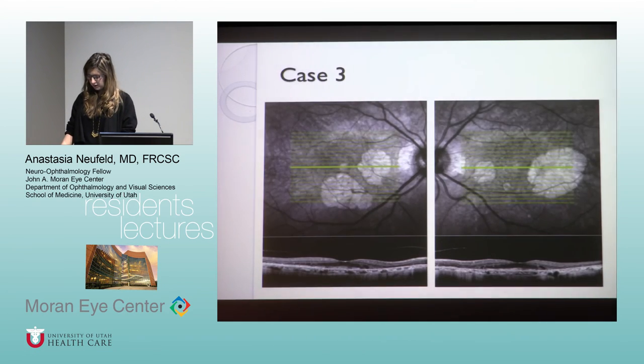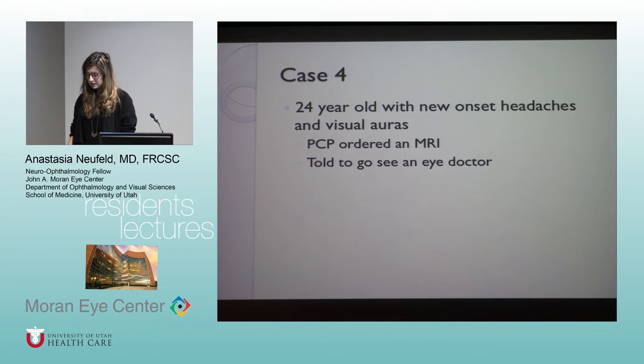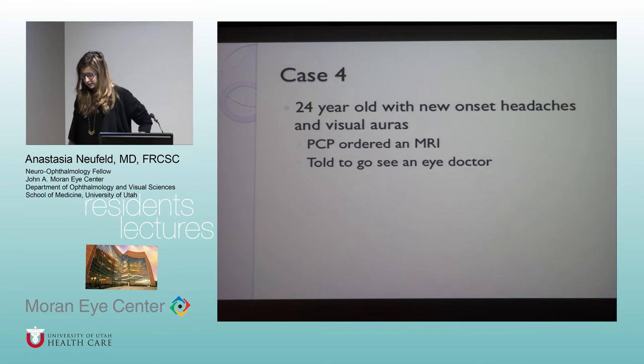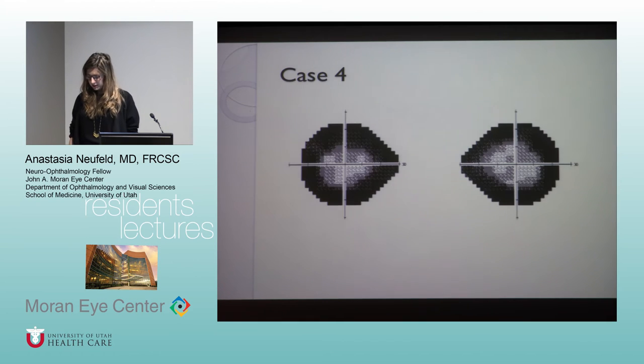Great. All right. So this is a case of a 24-year-old who came in because she had these new headaches and she had some visual auras, and her PCP ordered an MRI, and it was okay, and so she was told to go see an eye doctor. So she comes to see an eye doctor, and she comes in with this.